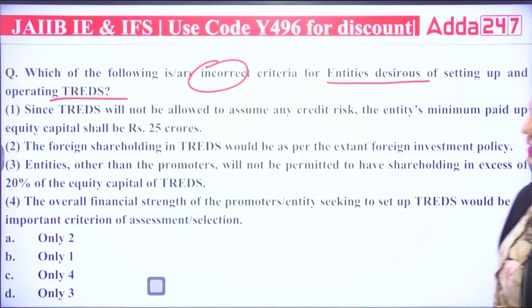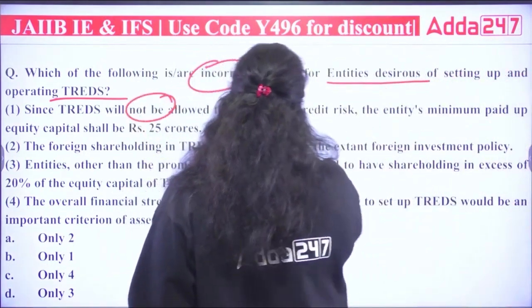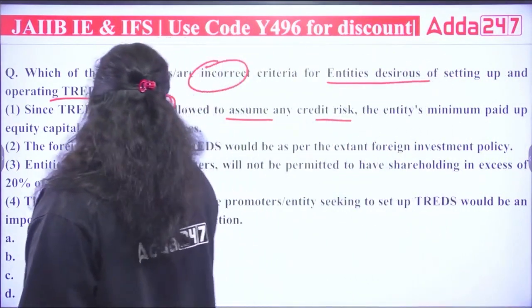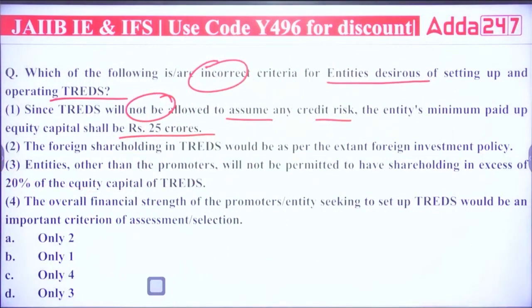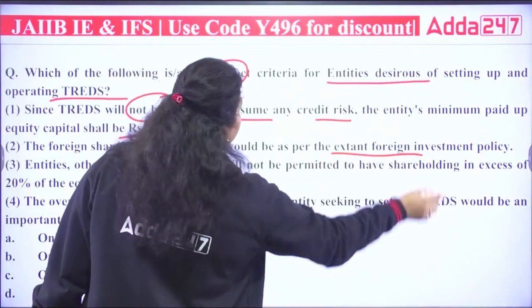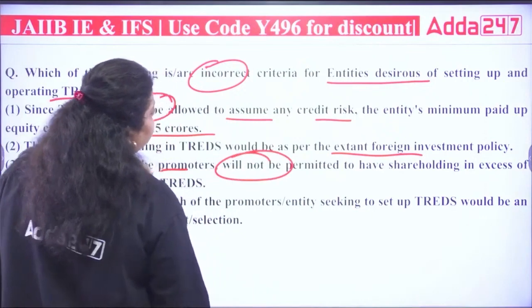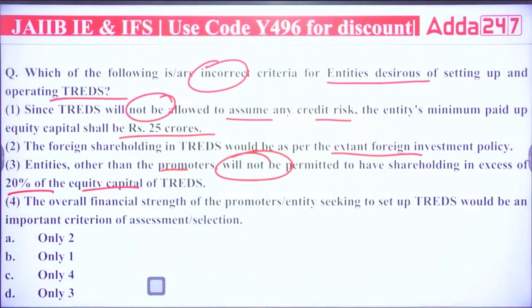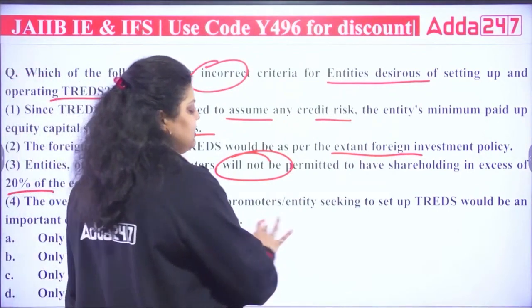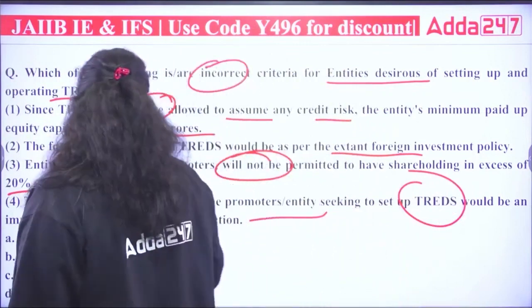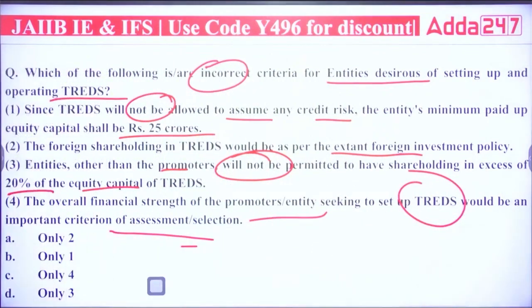Since TReDS will not be allowed to assume any credit risk, the entity's minimum paid up equity capital shall be 25 crore. Second, the foreign shareholding in TReDS would be as per the extant FDI policy. Third, entities other than promoters will not be permitted to have shareholding in excess of 20% of the equity capital of TReDS. Fourth, the overall financial strength of the promoters or entity seeking to set up TReDS would be an important criterion of assessment and selection. So out of these, you have to answer which of the following is actually not correct. A, B, C or D.